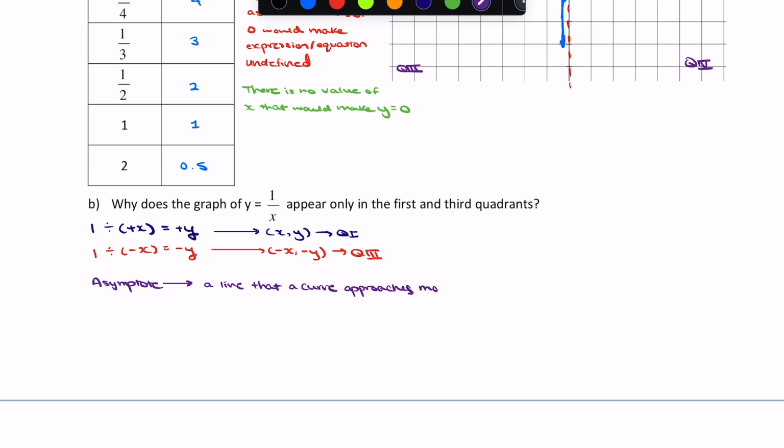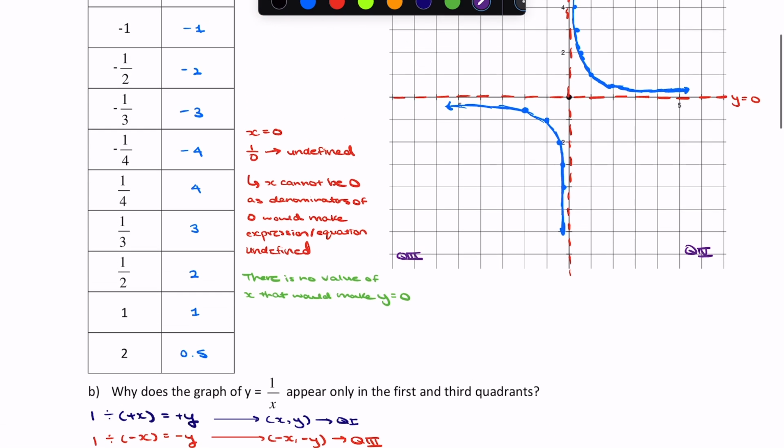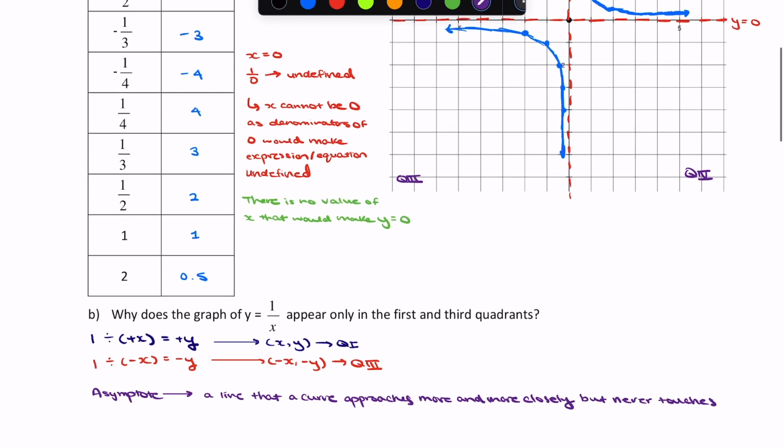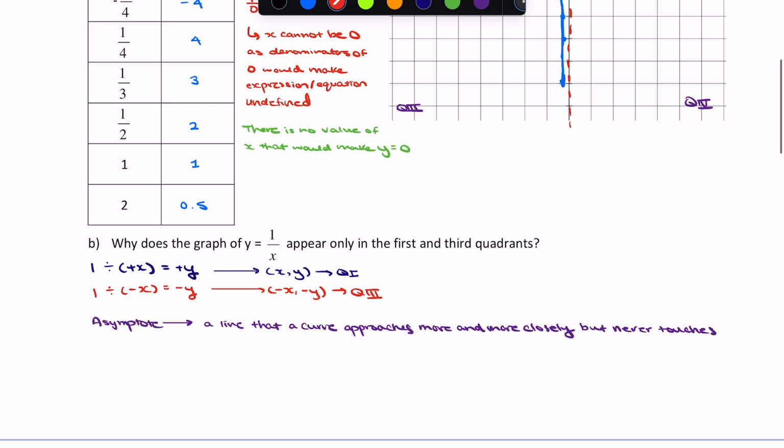More and more closely, but never touches. So an asymptote is a line that a curve approaches more and more closely but never touches. And here we saw that again, that was x is equal to 0 and y is equal to 0. And again, we represent that using dashed lines.